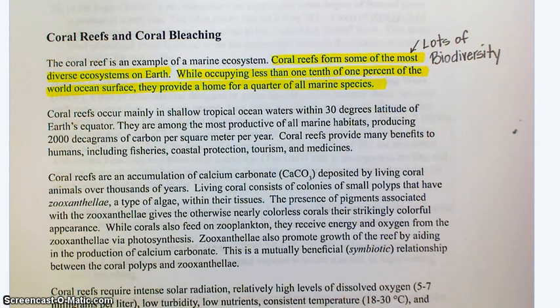Coral reefs occur mainly in shallow tropical ocean waters within 30 degrees latitude of the Earth's equator. They are among the most productive of all marine habitats, producing 2,000 decagrams of carbon per square meter per year. Coral reefs provide many benefits to humans, including fisheries, coastal protection, tourism, and medicines. I'm not sure if you're aware or not, but there are many medications that come naturally from both marine plants and animals, land plants, things like that. Okay?